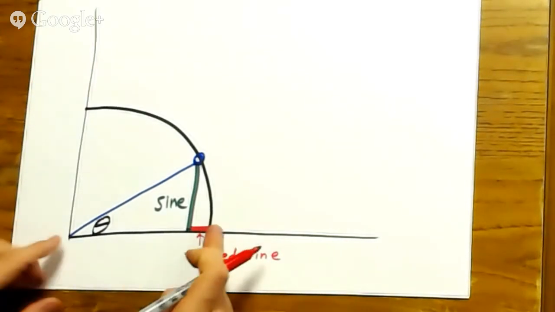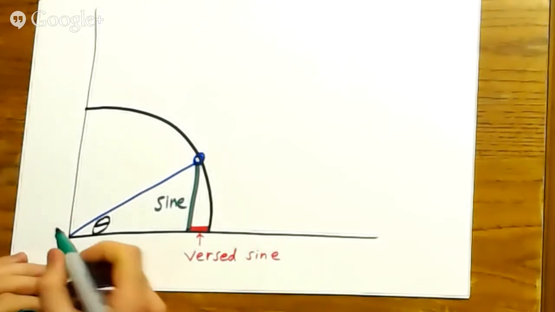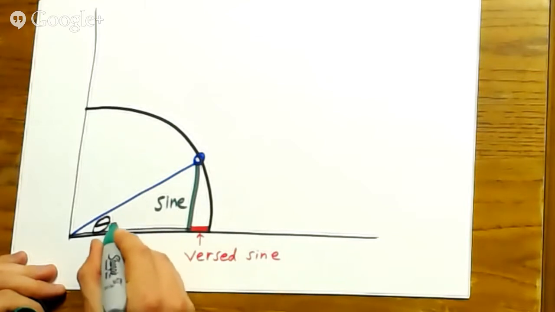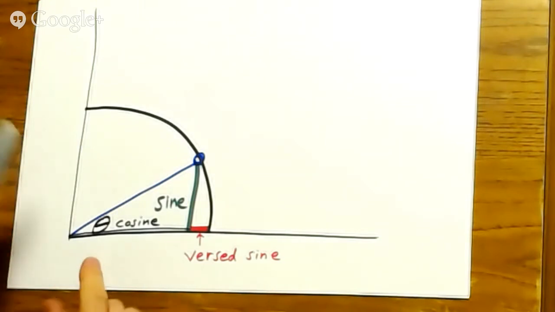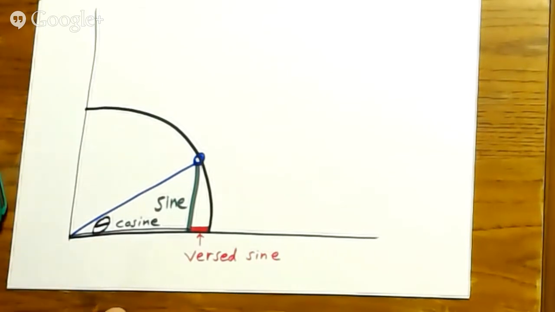So it's basically 1 minus the cosine. Today we would say this is the cosine right here, this green thing. And so Kepler will often use this versed sine thing. There's a couple more things that we can draw.